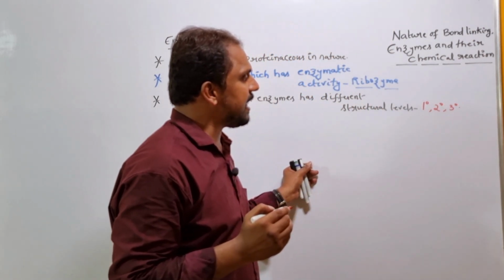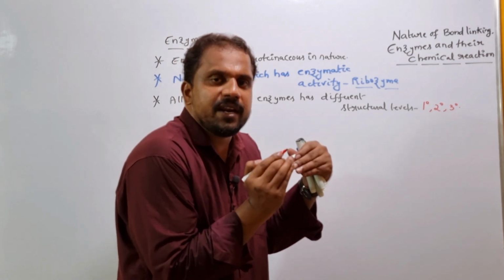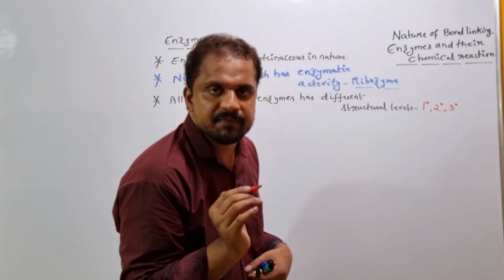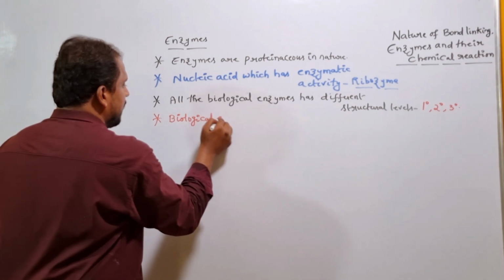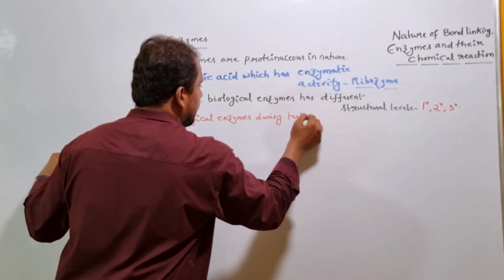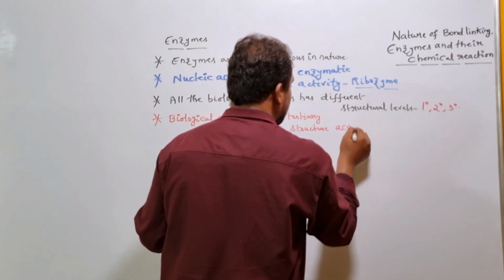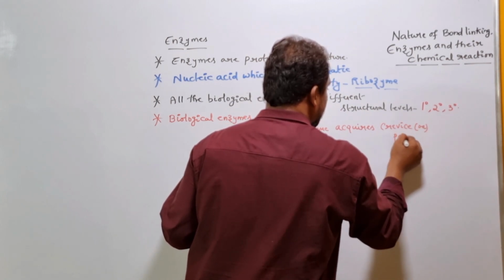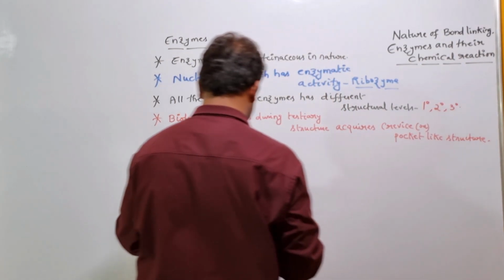So once a biological enzyme acquires the tertiary structure or the three-dimensional structure, the enzyme folds so accurately and acquires a specific crevice-like structure or pocket-like structure, which is nothing but what? Active site. Is it clear? Biological enzymes during tertiary structure acquire a crevice-like or pocket-like structure. The specific crevice or pocket-like structure is termed as the active site.